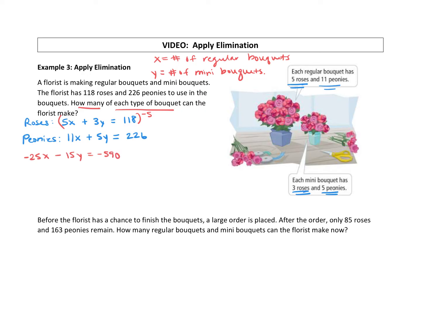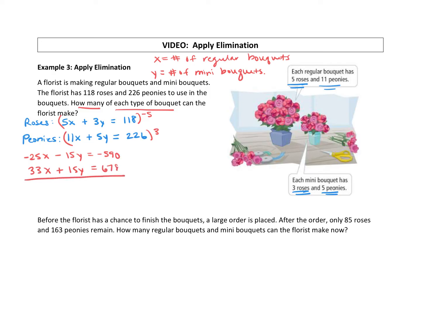So all I did was I took this -5 and I multiplied it to every term in that equation. The bottom equation, now because this is a -15y, we want this to be a positive 15y. So all we need to do here is multiply everything by a positive 3. So 3 times 11x is 33x. 3 times 5y is positive 15y. And 3 times 226 is 678.